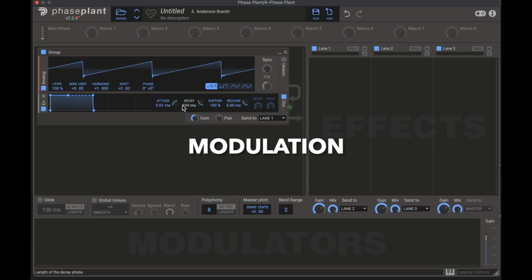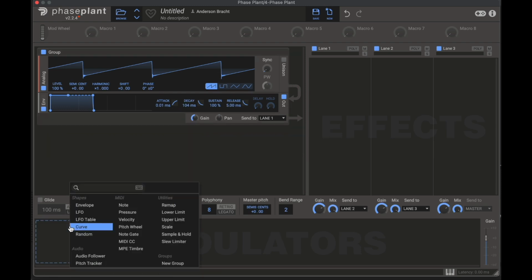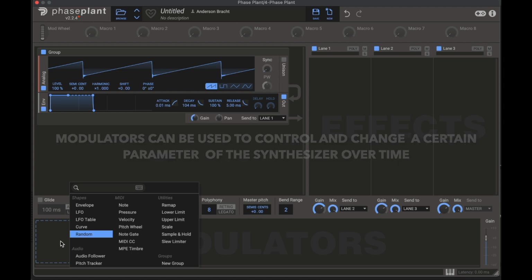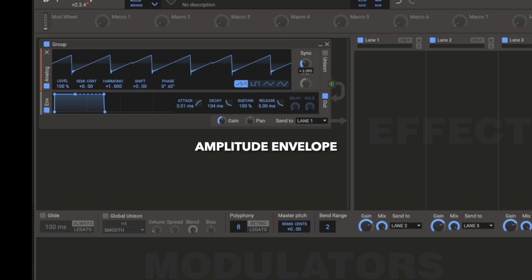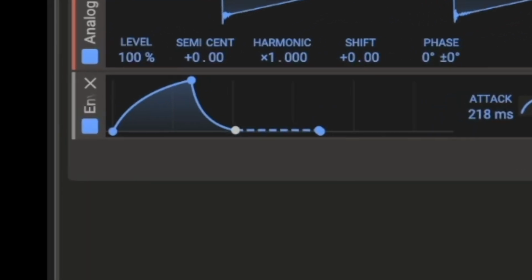The section of Phase Plant at the bottom of its window is the modulator section. Modulators have the potential to change a parameter of the synthesizer's sound, for example, oscillator sync in the analog oscillator. The output for the group has an envelope that controls the loudness of the sound. This is an example of an envelope modulating amplitude.